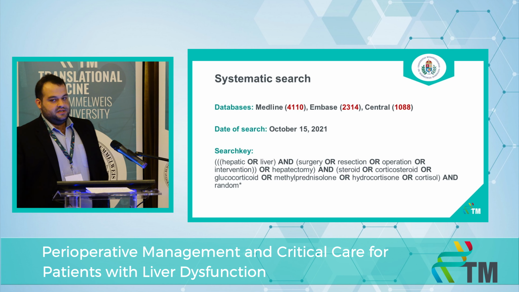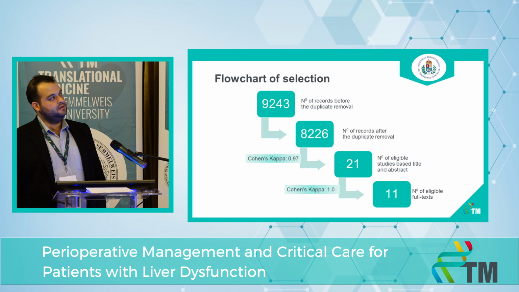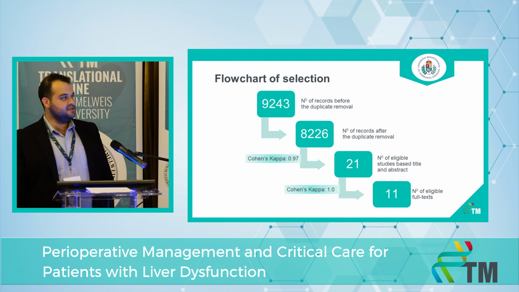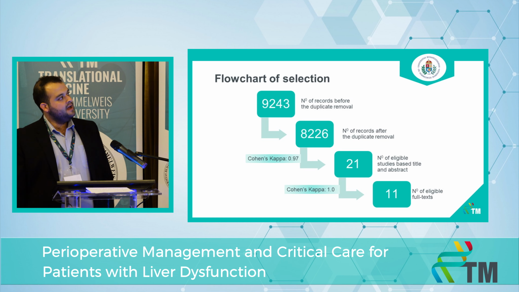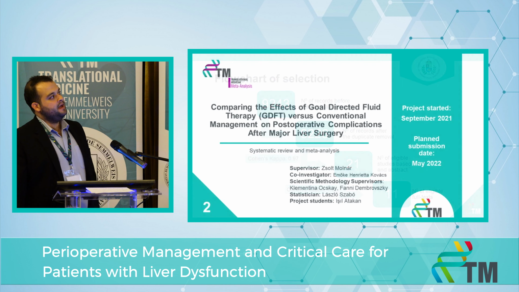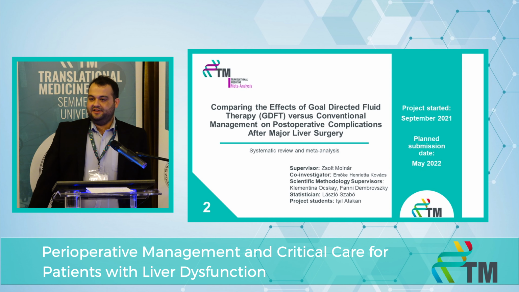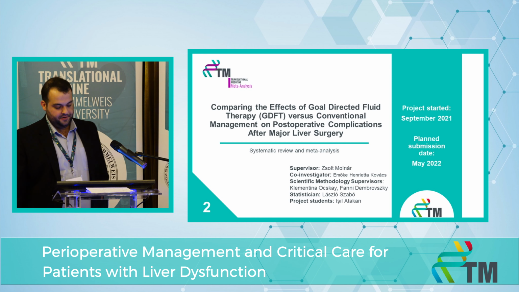We have conducted our systematic search on 3 databases with the following search key. After the selection process, we ended up with 11 eligible randomized control trials, and we are right now on the stage of data extraction.